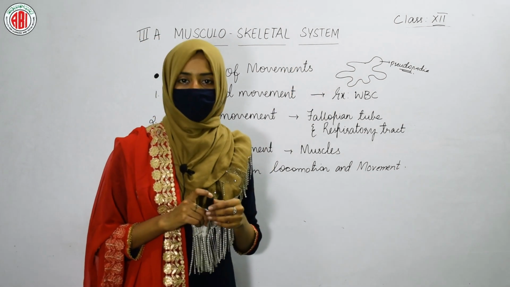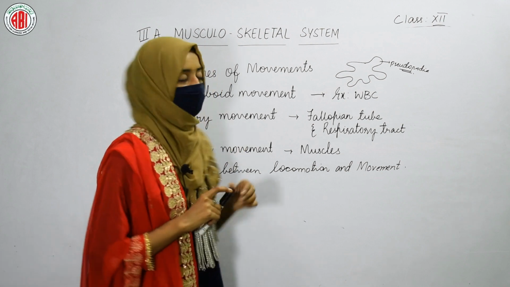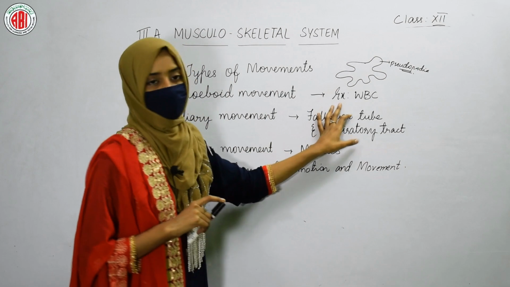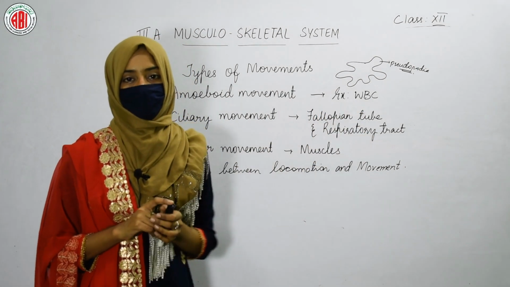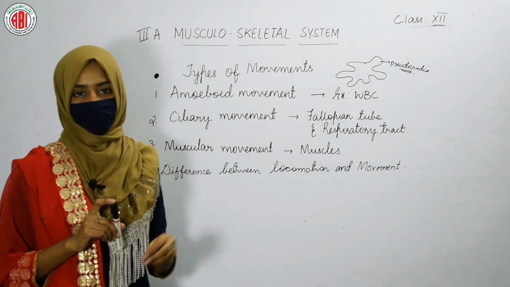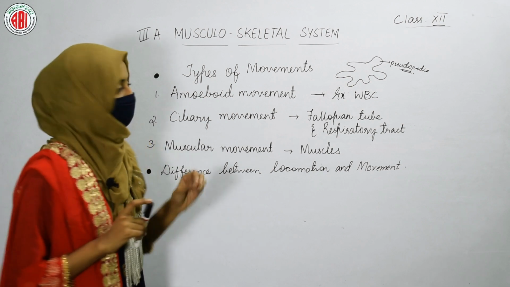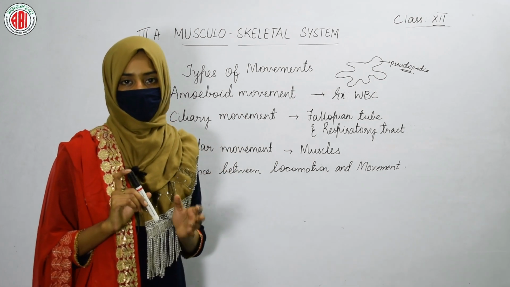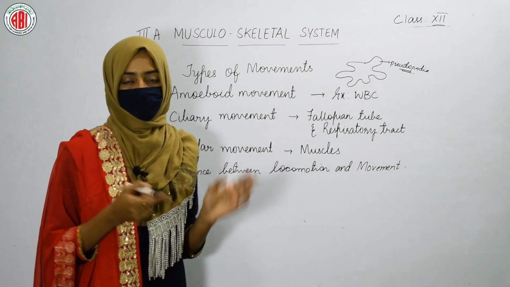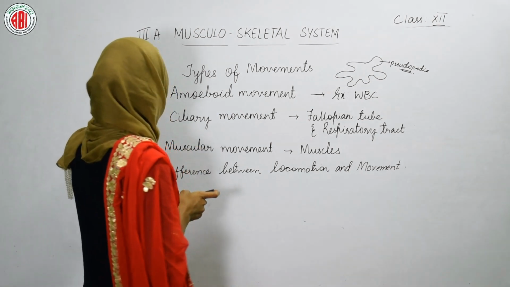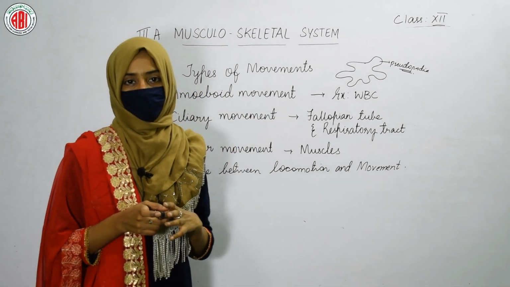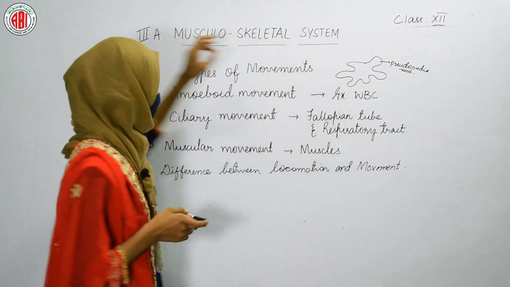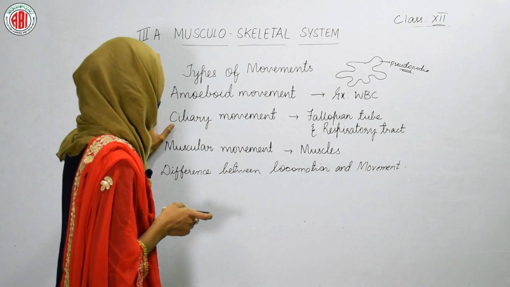There are some cells in our body that show this amoeboid movement, and here we can take the example of WBC. White blood cells are the cells that exist in the body of a human and they show the amoeboid movement. That means they show a crawling type of movement. They crawl and they enter our blood. This type of crawling movement is shown by the white blood cells that are found in the blood. The next one is ciliary movement.